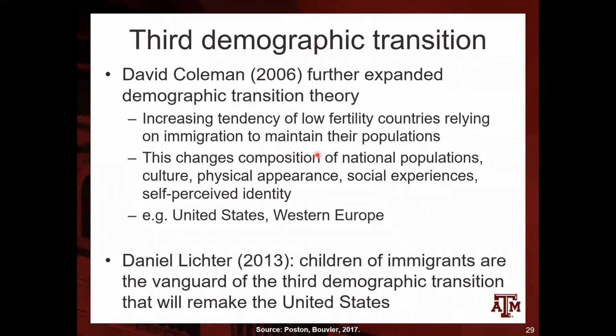And then some demographers started to point to the third demographic transition. So David Coleman further expanded the demographic transition theory, emphasizing the increasing tendency of low fertility countries to rely on immigration to maintain their populations. His main argument was that, for example, European countries now are experiencing really low levels of fertility, and also people living longer, right? So you have a lower percentage of the population below 15 years of age, and more people getting older.